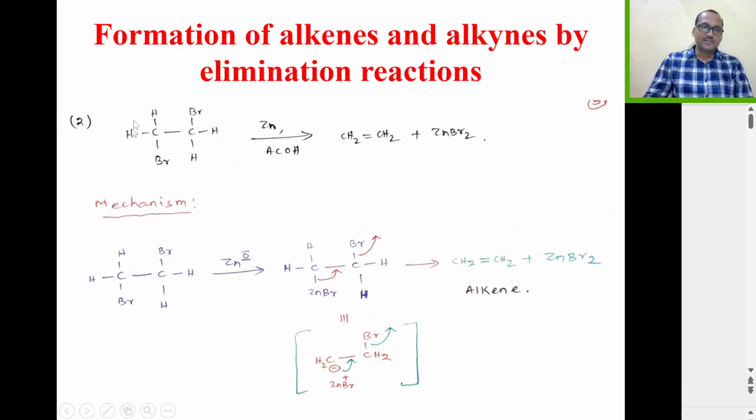Similarly, if you start with this dibromide, you can also use zinc and acetic acid. So you will get this simplest alkene. So here is the mechanism. So this dibromide first reacts with the metallic zinc. So the oxidation number is 0. So you will get this ZnBr. So this is just similar to the Grignard reagent. So C minus and ZnBr plus. So when the C minus comes back, it will kick out Br as Br minus. So you will end up with this alkene plus ZnBr2.